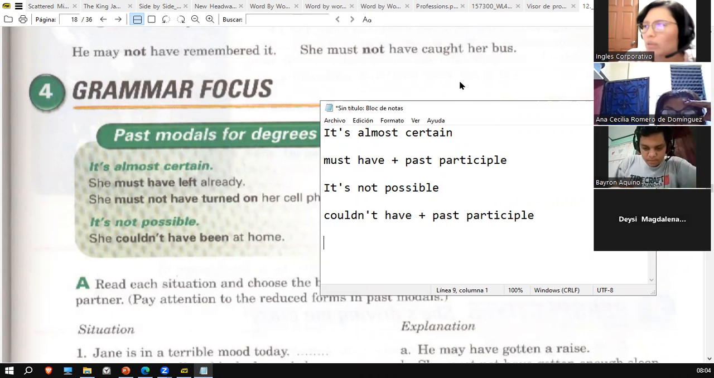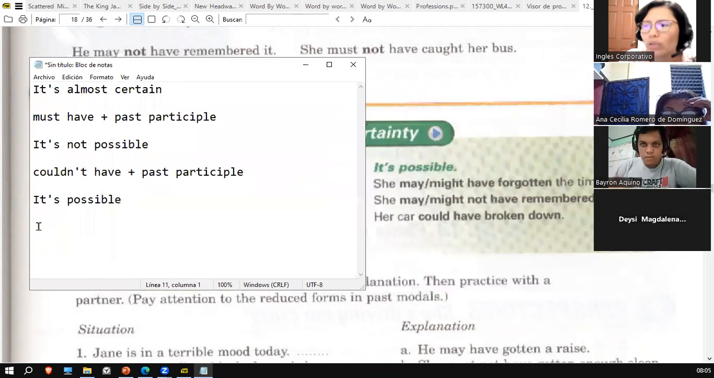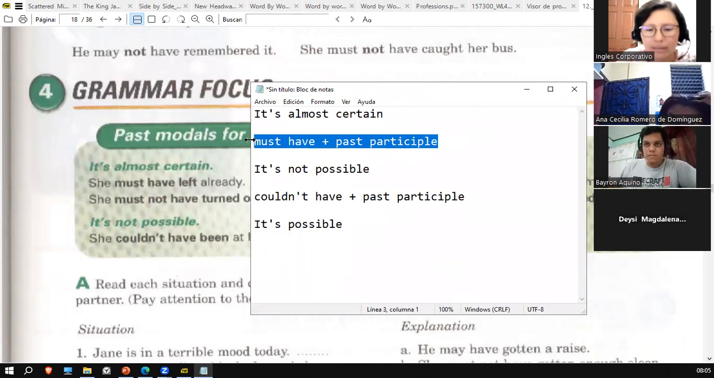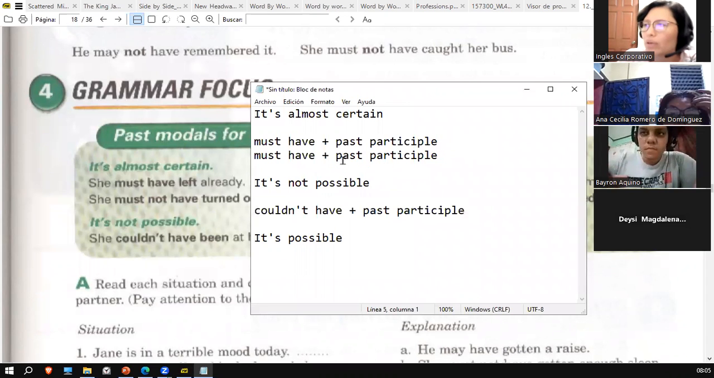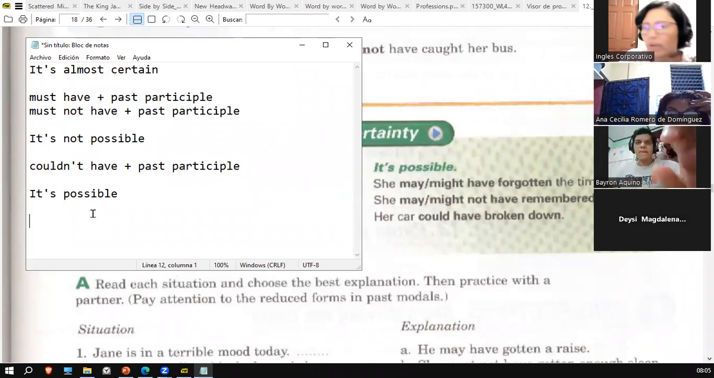Y la última que vimos el viernes es esta, ¿verdad? Que decíamos, it's possible, right? It's possible, una probabilidad bastante grande de que lo que yo estoy diciendo es cierto. ¿Por qué? No porque no esté seguro, sino que sé que puede ser una probabilidad. She may or might have forgotten, or she may or may not have remembered, or could have broken down. Now, acá, como en la primera, también tienen la parte negativa, ¿ok? Por ejemplo, aquí yo puedo decir must not have, si es negativa. Same happens here. Lo mismo me va a pasar acá, ¿verdad?